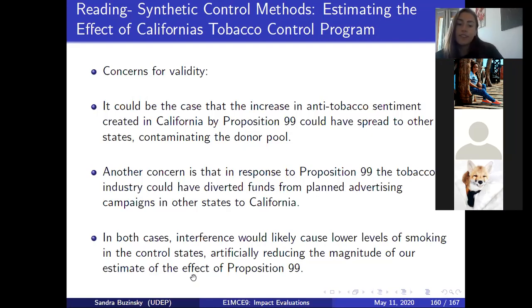Okay, so another concern is that maybe in response to Proposition 99, the tobacco industry in America could have shifted funds that were supposed to go to advertising in other states towards California, right? Since this policy was so large scale, you guys know that big tobacco has a lot of money to throw around. So if they see this policy being implemented, maybe they'll spend extra money on campaigns and advertising to try and increase tobacco sales in California. That's definitely possible given how large of a program this was. Either way, it would definitely bias our estimates.